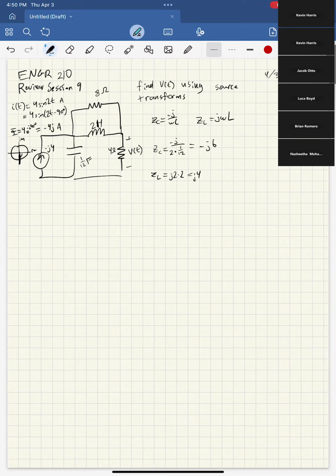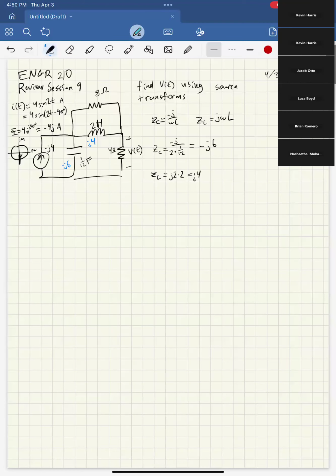So most people got that right. Now once you have this, I'll write it in blue on here. So this is j4, and this is negative j6. Now it wants you to use a source transformation to do it. So where do you use a source transformation? Well, we have a current source, and that's the only source. So we're going to have to transform that.